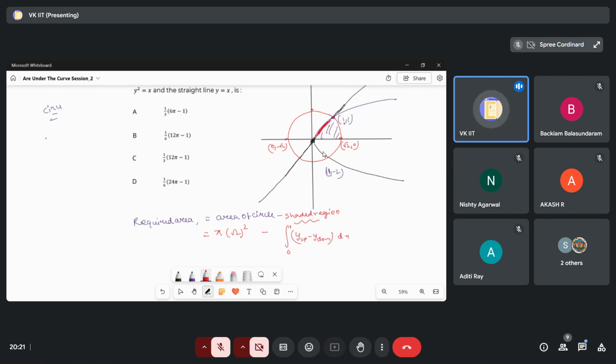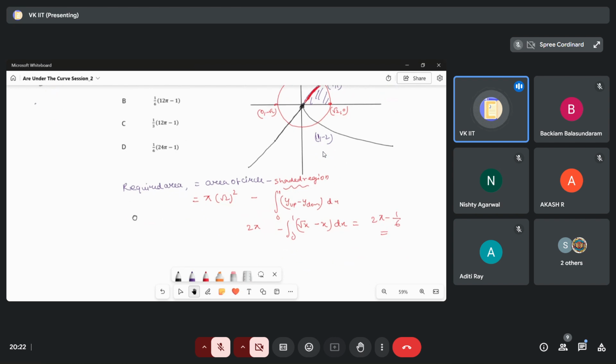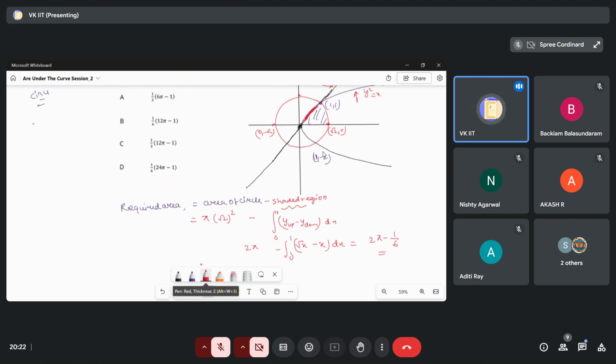Y up in this case will be the parabola, y square is equal to x, and y lower will be the straight line, equal to x. So it will become 2 pi minus integral 0 to 1 of under root of x minus x. When you solve this, you will get the answer as 2 pi minus 1 by 6. So this was the final answer. You can check which of the options is correct. So B will be the correct answer.